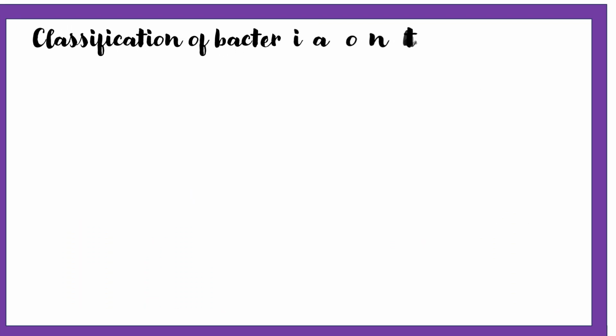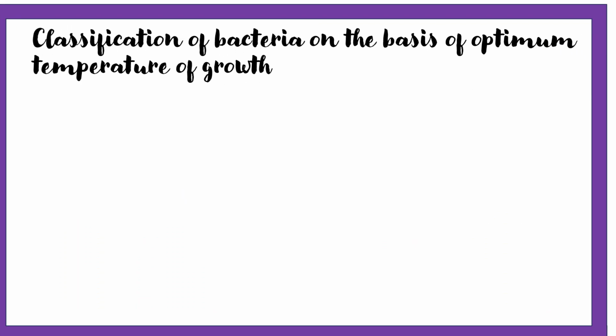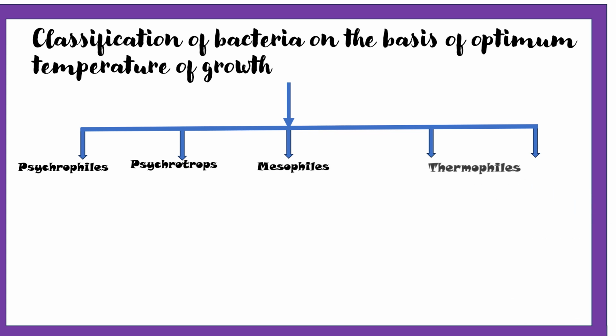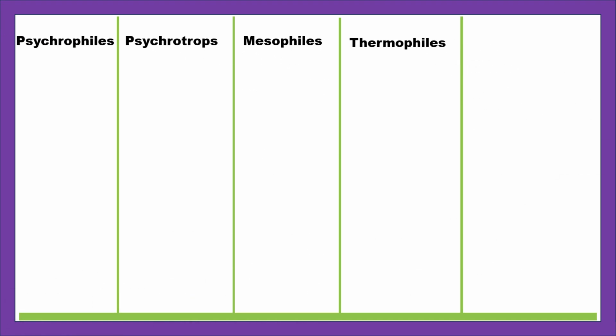Move to the classification of bacteria on the basis of optimum temperature of growth. They are divided into five categories. First one is the psychrophiles, second one is the psychrotrophs, third one is the mesophiles, fourth one is the thermophiles, and fifth one is the hyperthermophiles. Move to the difference between these five categories.